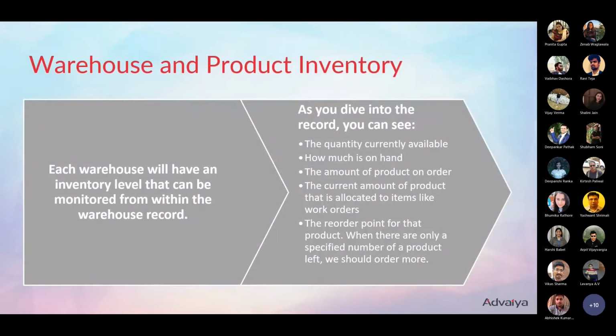After that, now we can see there are warehouses and the product inventory. Each warehouse will have an inventory level. The warehouse represents the place where the inventory is stored. It can be either physical or movable.